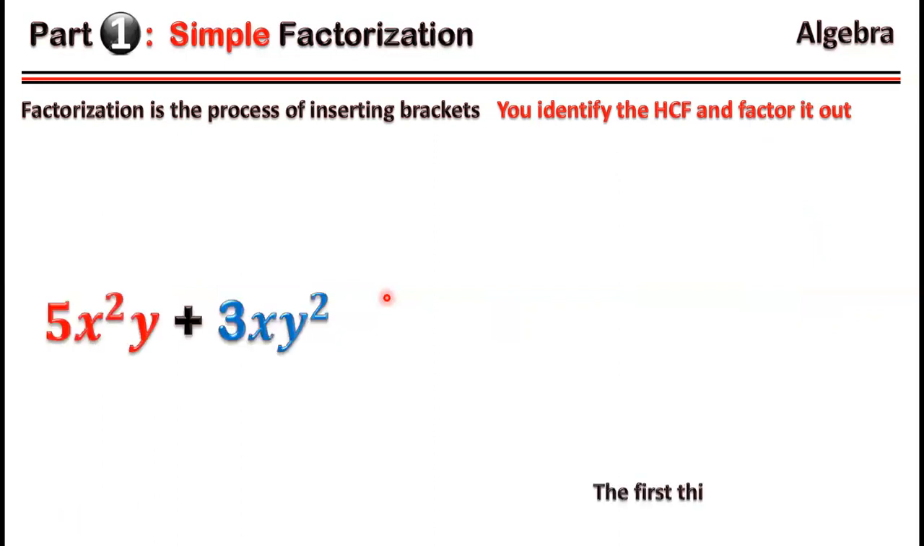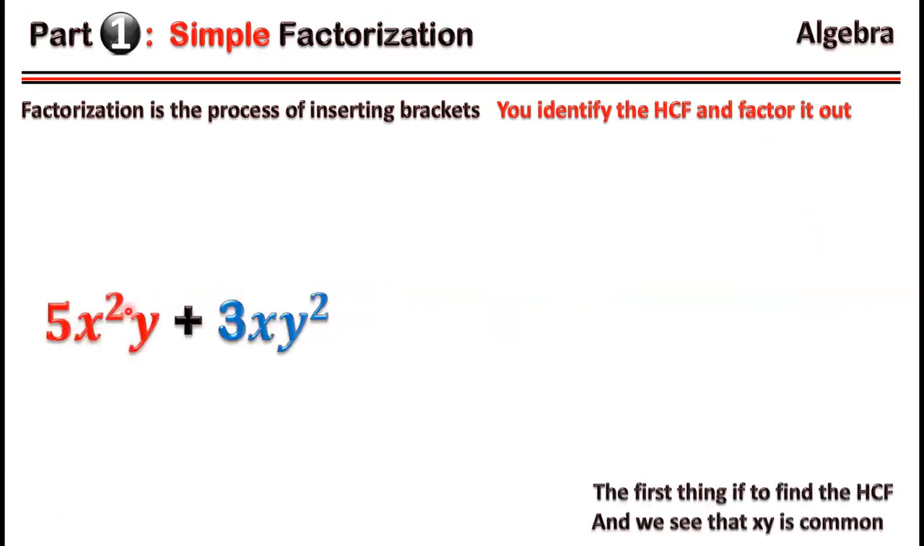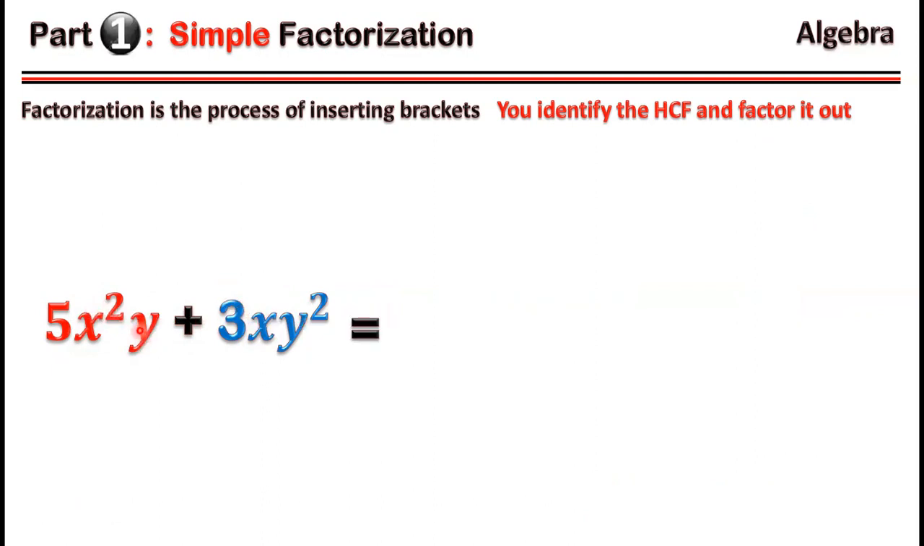Another example, we have 5x squared y plus 3xy squared. So we start by looking at the constants. Between 5 and 3, there is no common factor, right? The common factor is just 1. There's no need to write it. Then between x squared and x, the common factor is x. And between y and y squared, the common factor is y. So our common factor here will be x times y, xy. But when you look at x squared and x, what's the highest common factor? It is x. Now look at the y. y and y squared, the highest common factor is y.